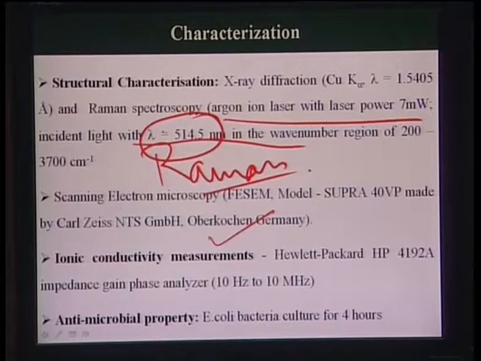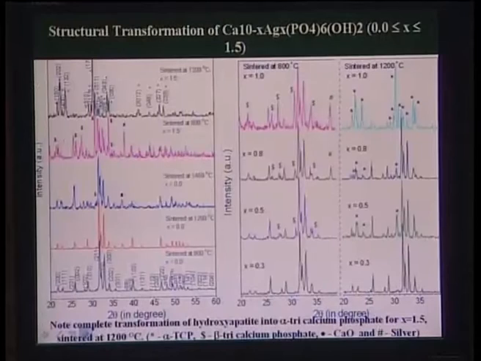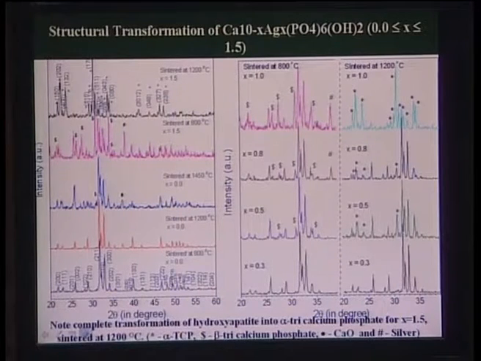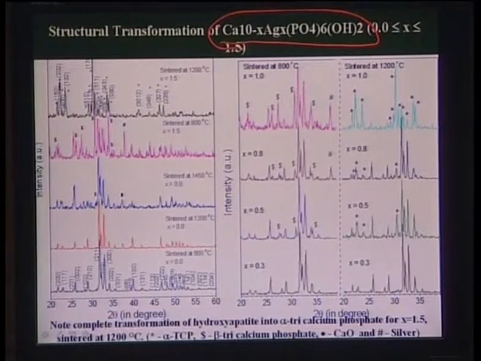And then we have done the antimicrobial property test with the E. coli bacteria as well as other bacteria, as I have mentioned already. Now, these are very busy slides, which essentially tell you that when you dope silver in this hydroxyapatite lattice, Ca10, some amount of calcium will be replaced by silver, and thereby they are incorporated into the solid solution.